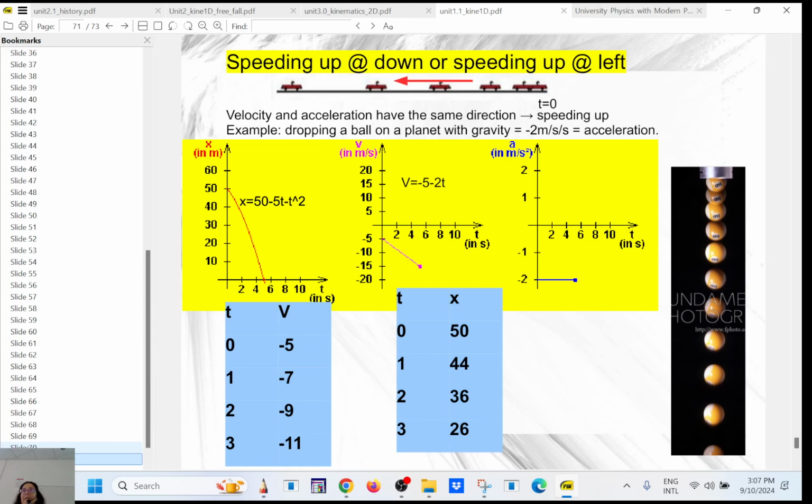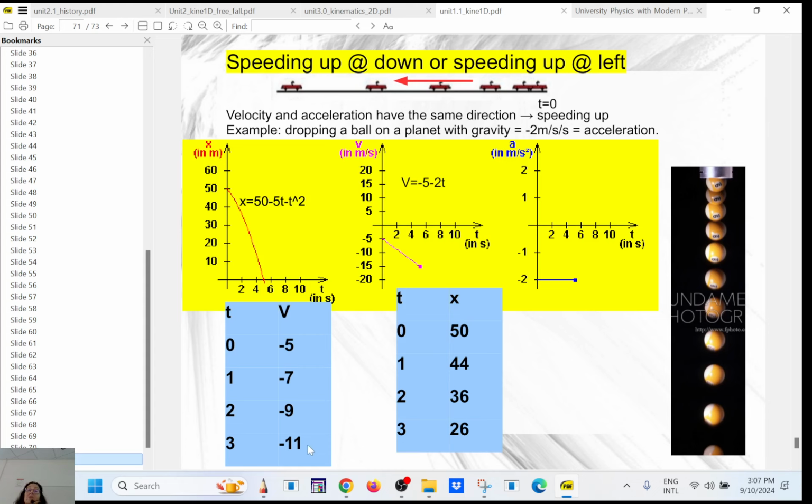Okay, so that's the same story again and again, but what's happening now? Look at the acceleration. Negative. But the velocity is -5. So at t equals 0, velocity is -5. After 1 second, what do you think the velocity is? It's going to change by -2 every second. So it's going to be -5 and -2, it's going to be -7. Another second, it's going to be -9. Another second, it's going to be -11.